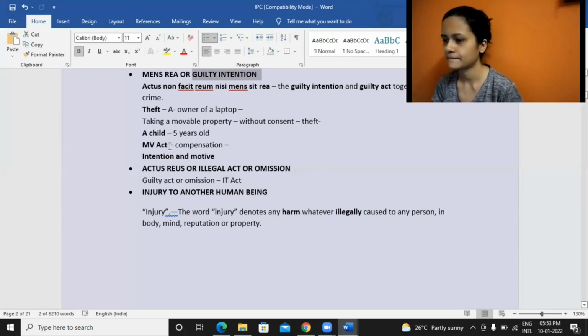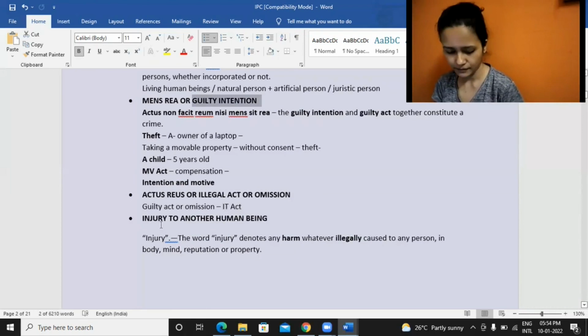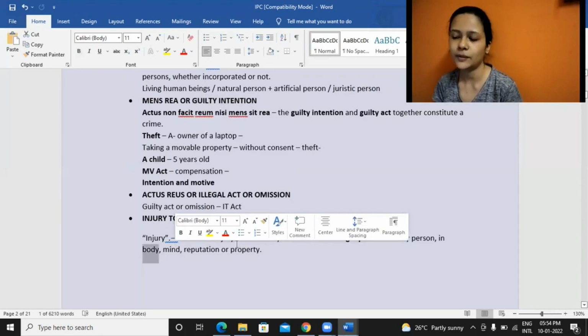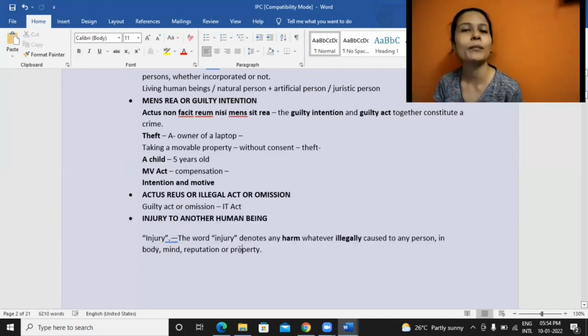Okay, and the last one being injury to another human being. Someone has to suffer a loss. It may be one person, it may be a group of persons, it may be anyone basically, right? Someone has suffered a loss. Now, when we say harm, injury, or loss, it does not mean only physical harm. It may be any harm caused to the body, mind, reputation, property, and so many other different variations we have. It has to be some sort of an injury.